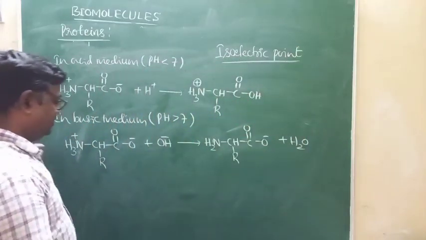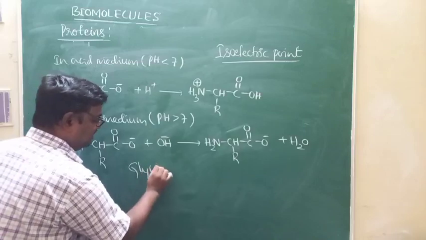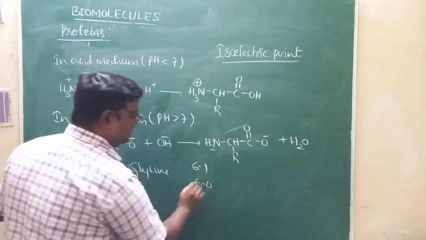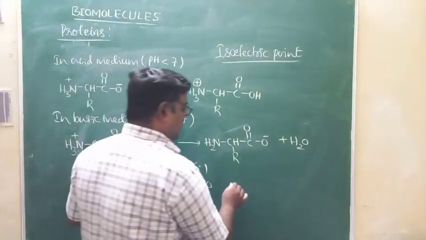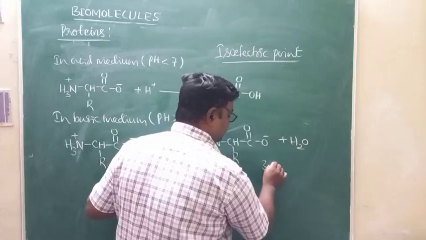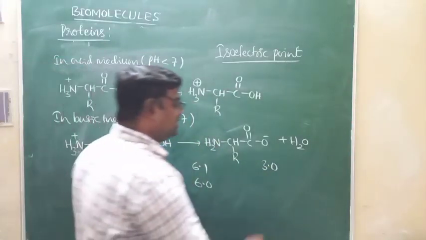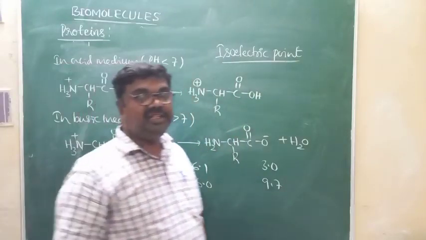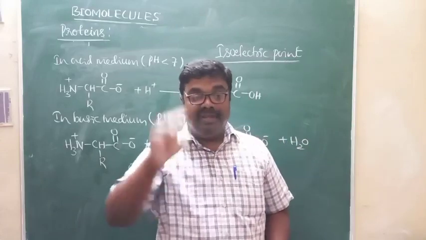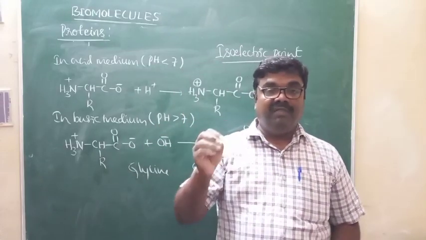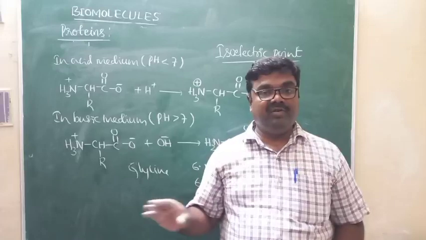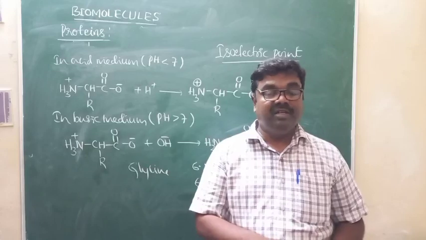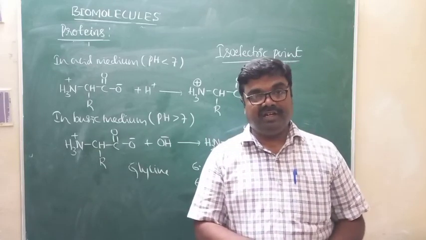As far as the alpha amino acid glycine is concerned, its isoelectric point is 6.1. For alanine, it is 6.0. For aspartic acid, it is 3.0. For lysine, it is 9.7. Like that, the isoelectric point is the pH of a medium under which alpha amino acid molecules will not migrate towards any of the electrodes under the influence of an electric field. Such a pH value is what we call the isoelectric point.